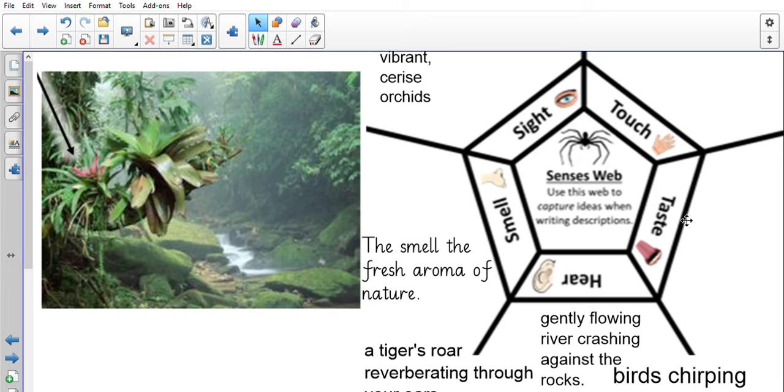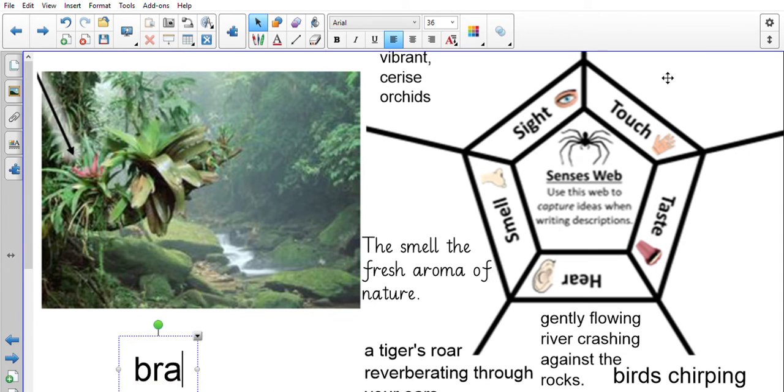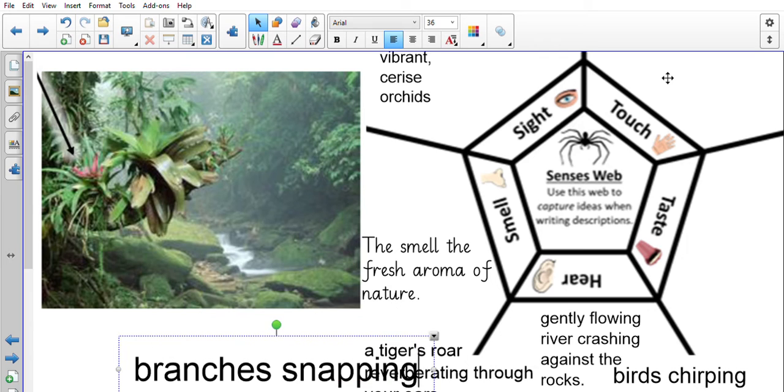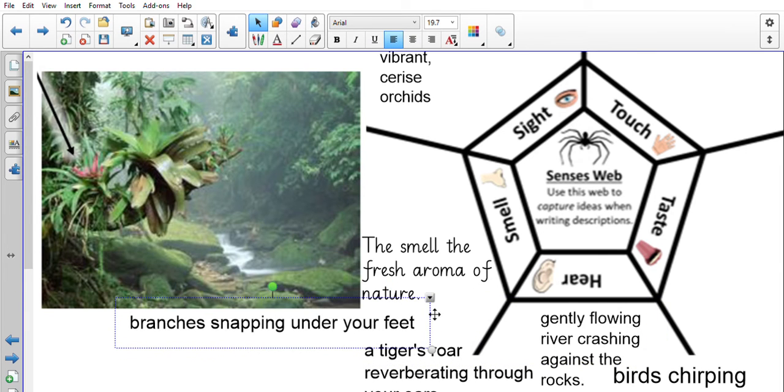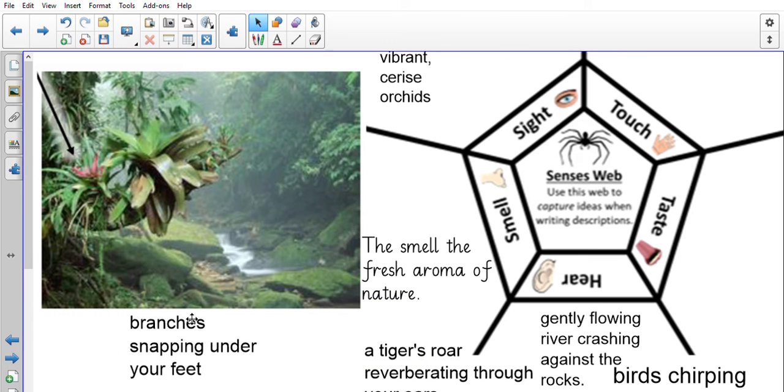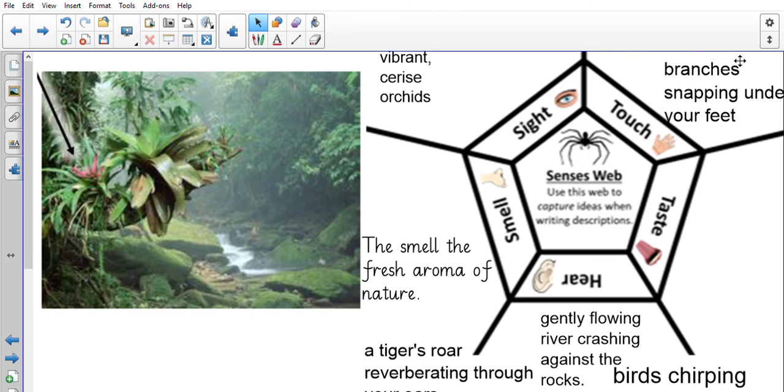What might you touch? Now for this one, don't just think what you can touch with your hand. Think like as you're walking through, what can you feel? Maybe you could touch branches snapping under your feet. Okay, that could go in touch. You should spend about 10 to 15 minutes doing this today. Build up that vocabulary. The more you've got, the easier your writing will be as well, guys.